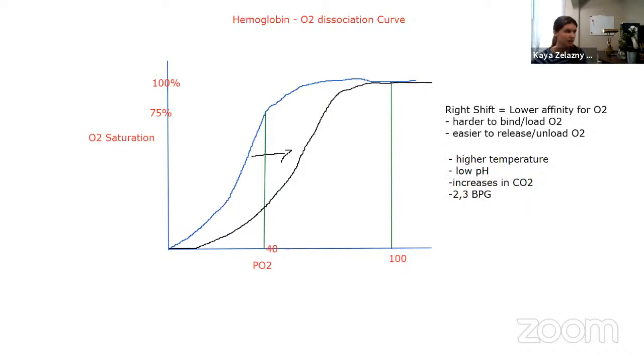Okay. We can also have a leftward shift, right? So if we can move something one direction, we can move it the other direction. So if we move this curve in the other direction, and a leftward shift, we're saying basically all the opposite things, right? So our right shift was a lower affinity for O2. So our left shift means we have a higher affinity.